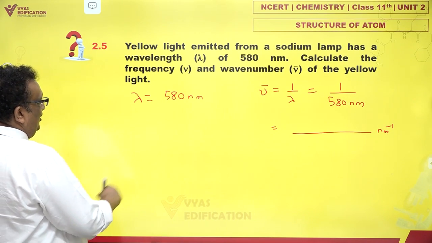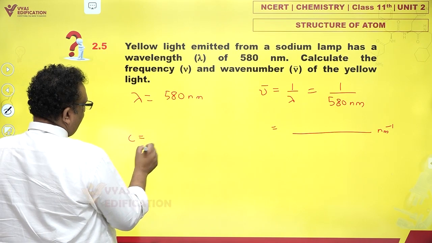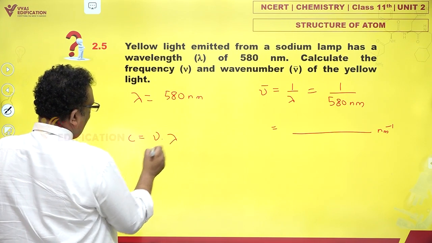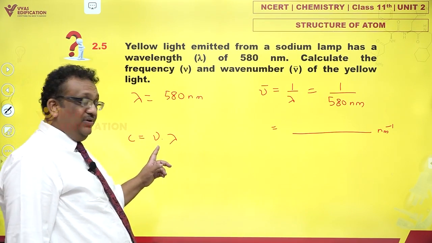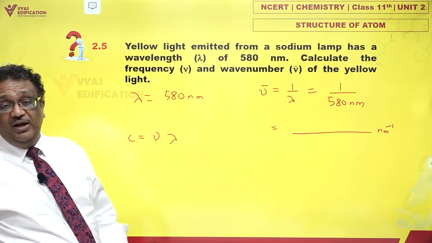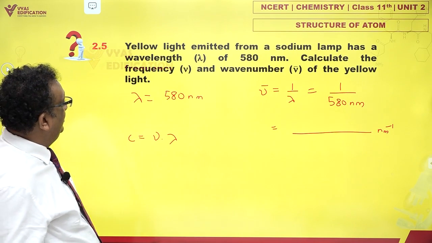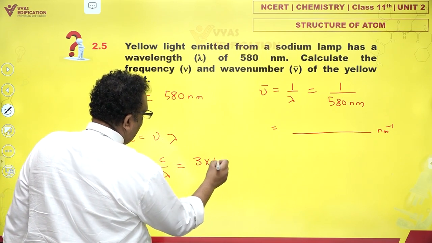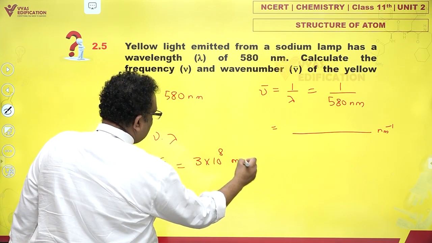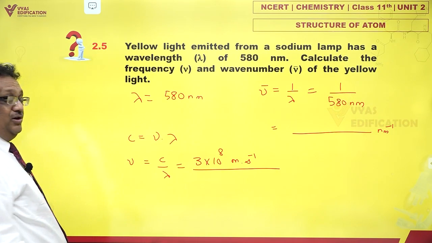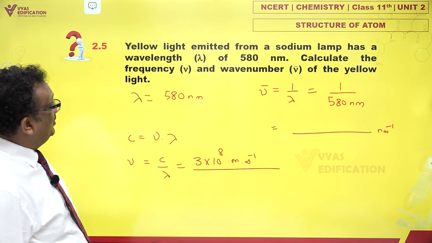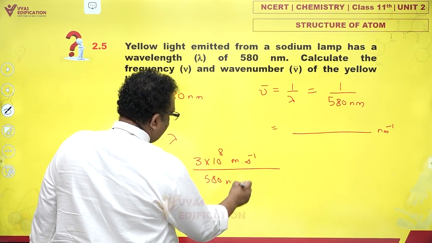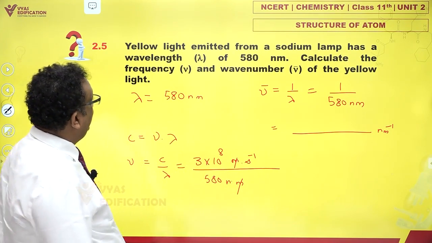Velocity of light is frequency into wavelength. Now, velocity of light is fixed, 3 lakh kilometers per second. So, frequency nu would be c by lambda. C is 3 lakh kilometers per second, 3 into 10 to 8 meters per second, by lambda. How much is lambda? Lambda is 580 nanometers. Nano is 10 to minus 9, don't forget that.